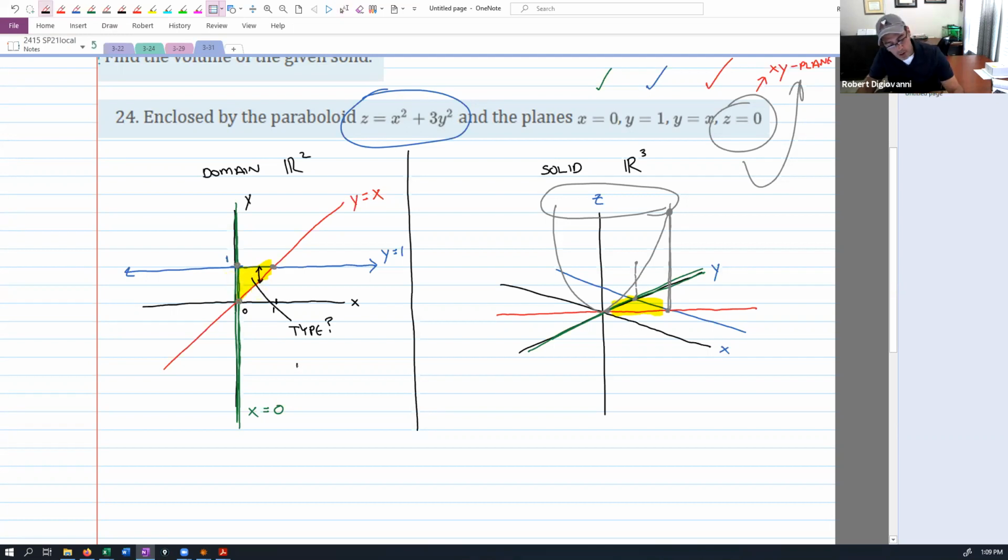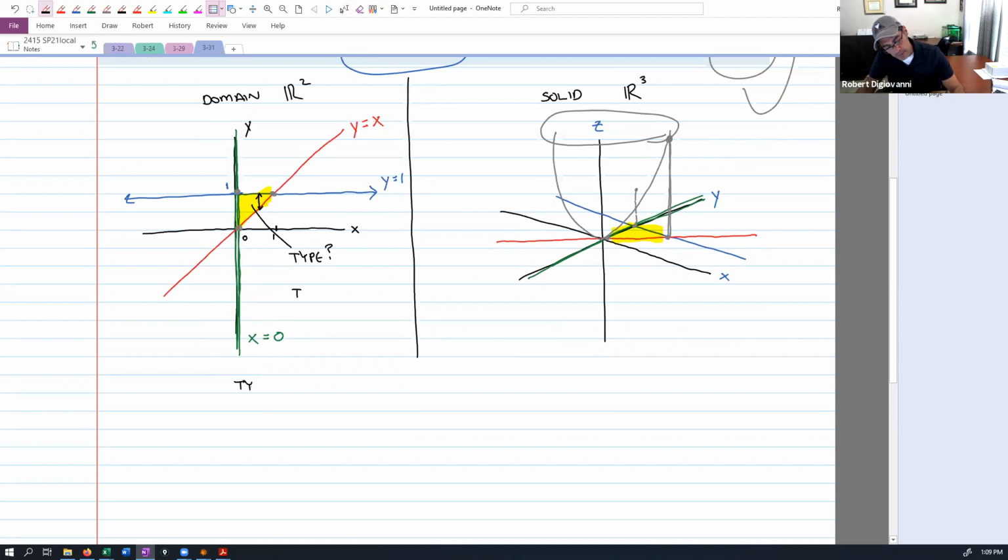Now I'm going to go with type 1. I'm going to look at this as a type 1 because I can tell by looking at it that my x's are stuck between 0 and 1 and my y values are stuck between, what are they stuck between? So what's the lower boundary of this yellow region? The red line, right? Which has the equation y equals x. So x would be my lower boundary. And then my upper bound on that yellow region would be the blue line, which is constant 1.